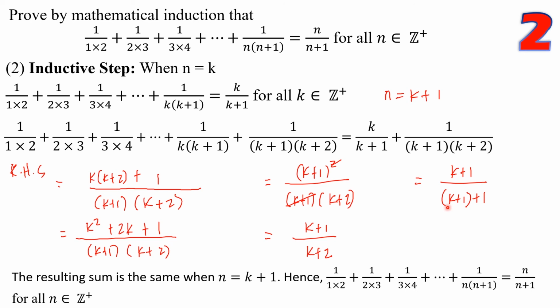Hence, 1 over 1 times 2 plus 1 over 2 times 3 plus 1 over 3 times 4 plus ... plus 1 over n times n plus 1 is equal to n over n plus 1 for all n element of positive integers.